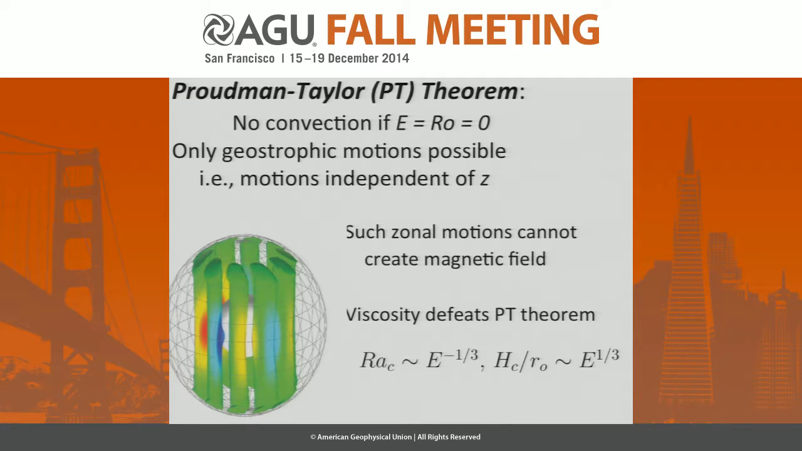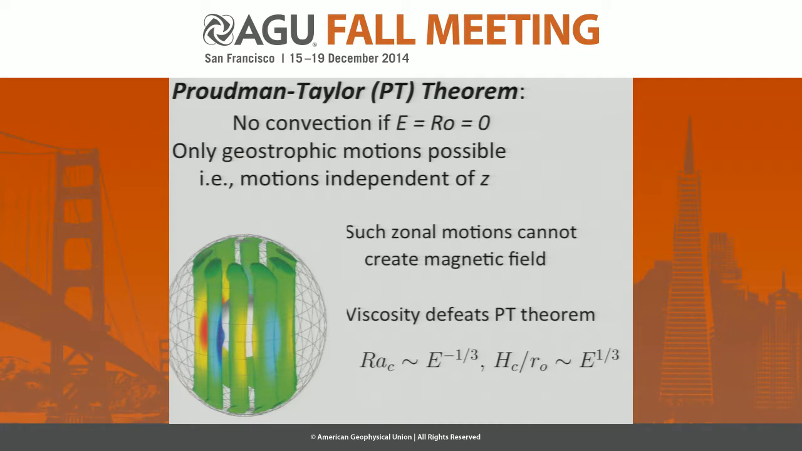And the basic theorem, which is always killing off convection and magnetic field generation, is the Bryan-Taylor theorem. And this Bryan-Taylor theorem says if you leave viscosity out and have slow motions, that these motions will be independent of z, that's the coordinate parallel to the axis of rotation. And the only way you can get a motion like that in a sphere is to have a toroidal motion in the zonal direction. And zonal motions can't create magnetic field. It's the end of the story as far as magnetism is concerned.